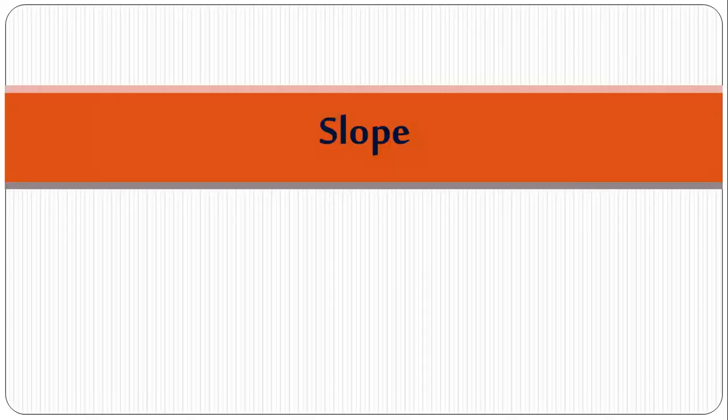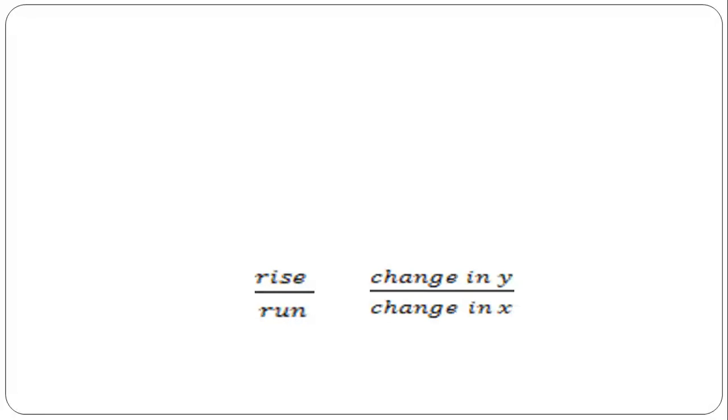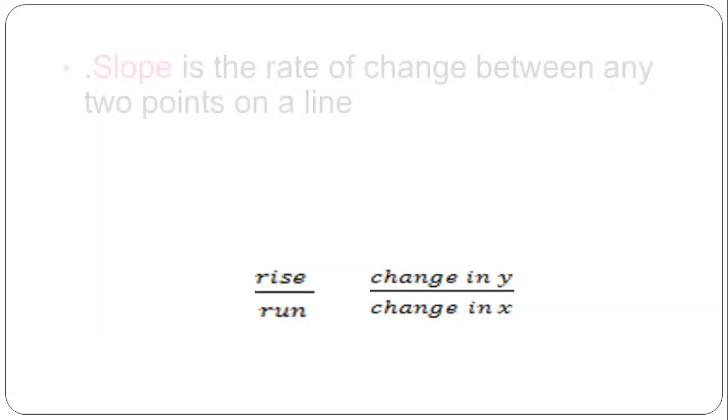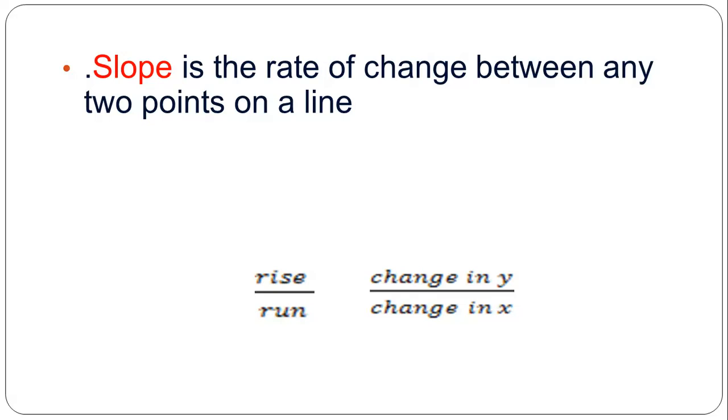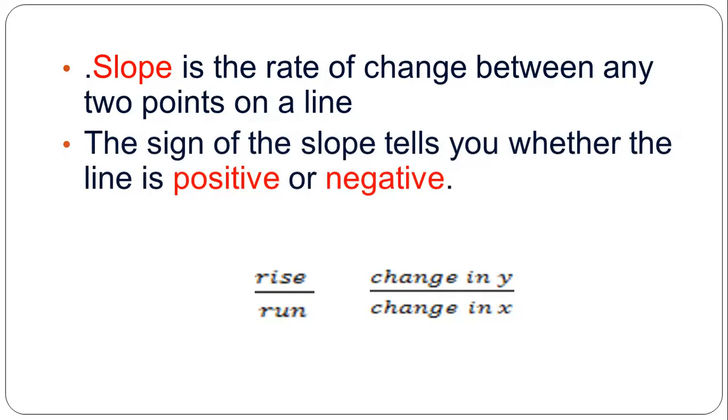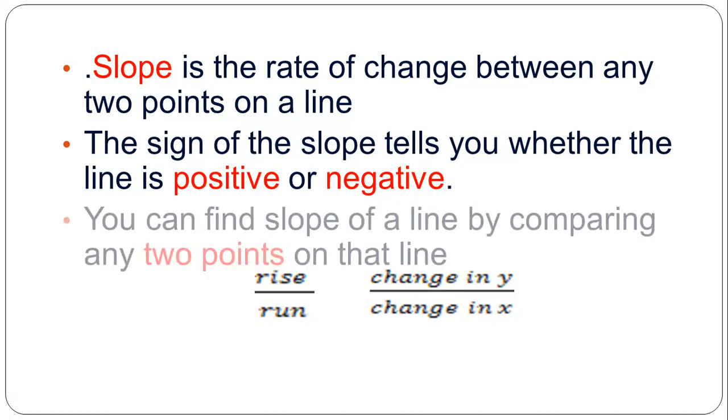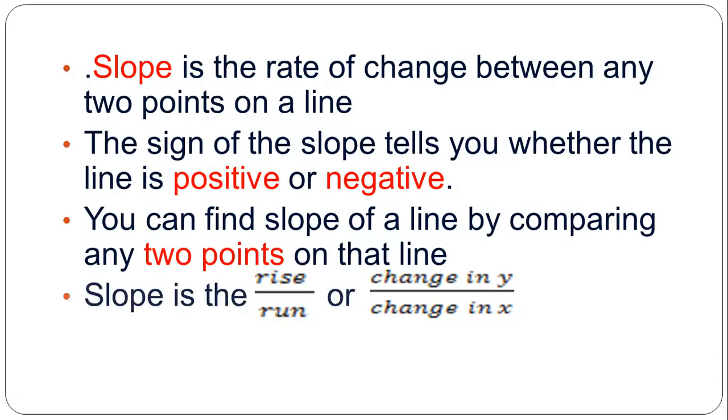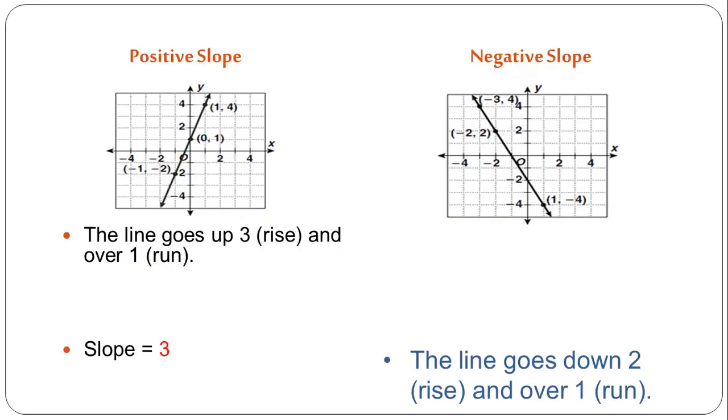So, kapag sinabi naman natin na slope, ito yung rise over run or change in y over change in x. Slope is the rate of change between any 2 points on the line. The sign of the slope tells you whether the line is positive or negative. You can find slope of a line by comparing any 2 points on that line. Okay? So, meaning positive slope siya kapag yung kanyang slope ay papunta sa right. Negative slope siya kapag yung slope niya ay papunta sa left.